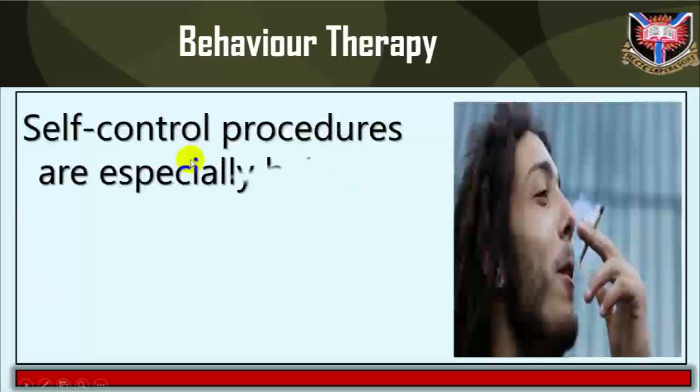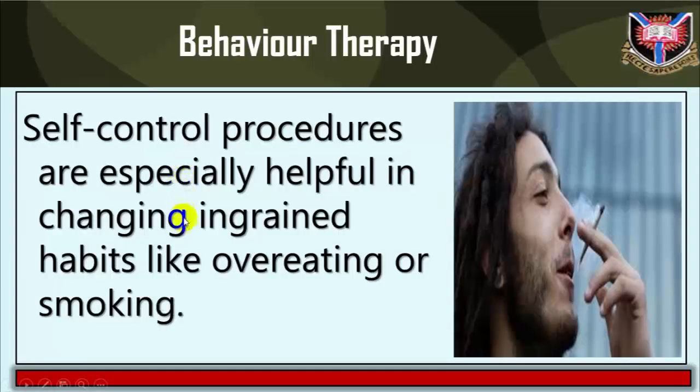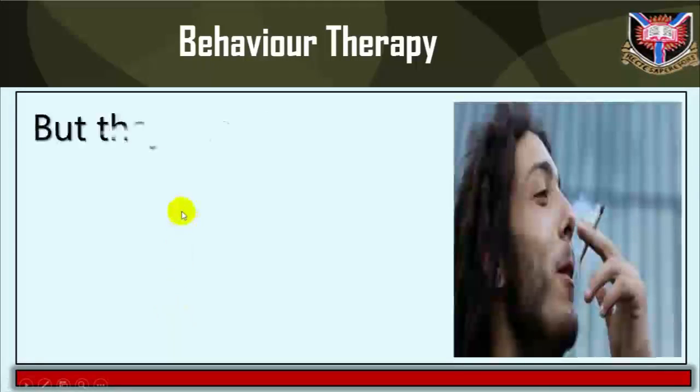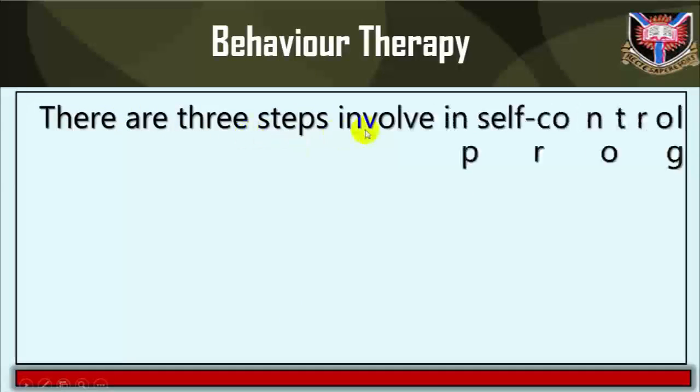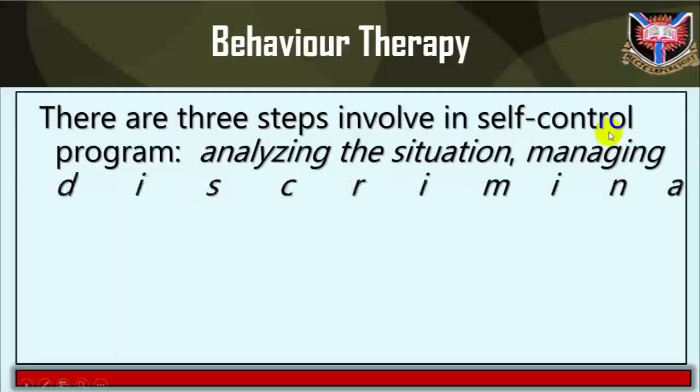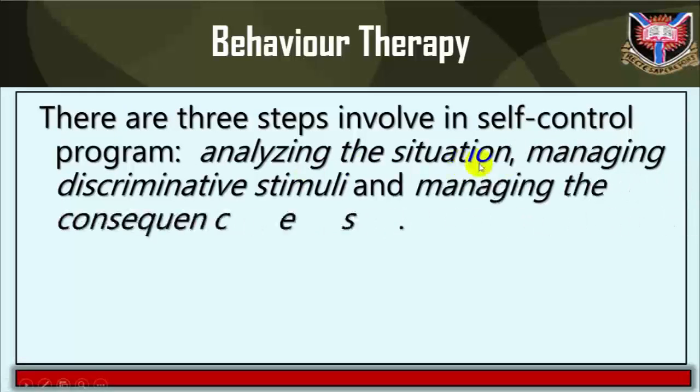Self-control procedures are especially helpful in changing ingrained habits like overeating or smoking, but they can also be used to support more effective studying, a regular program of exercise, or any other desirable goal. There are 3 steps involved in a self-control program: analyzing the situation, managing discriminative stimuli, and managing the consequences.